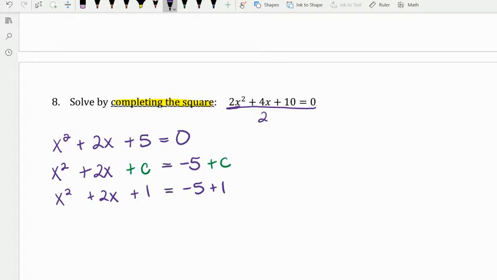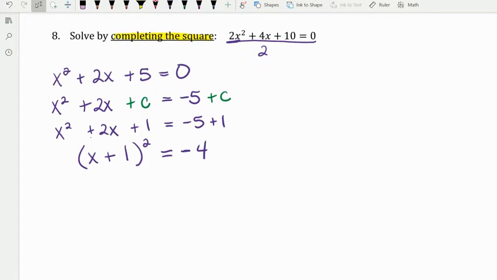Then, remember, our left side is now a perfect square trinomial, so it will always factor to x and then plus half of b. Now you pick the plus because the plus is there. Half of 2 is 1. So this would be x plus 1 squared equals negative 5 plus 1 is negative 4.